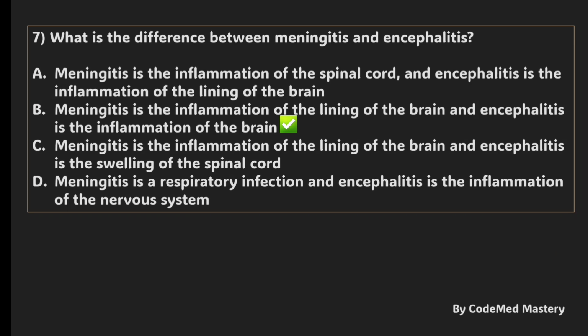Option A will be wrong because they have mentioned meningitis is inflammation of the spinal cord. But inflammation of the spinal cord is known as myelitis, not meningitis. Option C will be wrong because they have mentioned encephalitis is the swelling of the spinal cord. But encephalitis is inflammation of the brain, not swelling of the spinal cord. Option D is wrong because they have mentioned meningitis is a respiratory infection, which is wrong. Therefore, the right answer is option B.